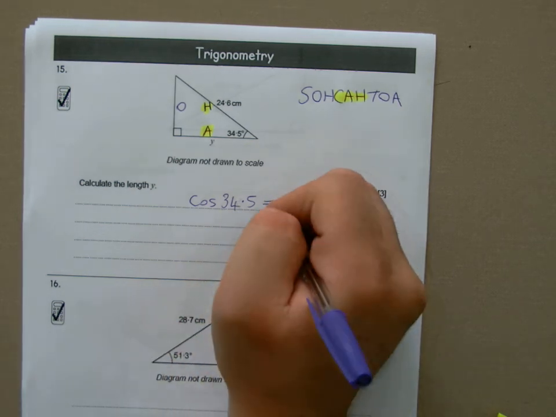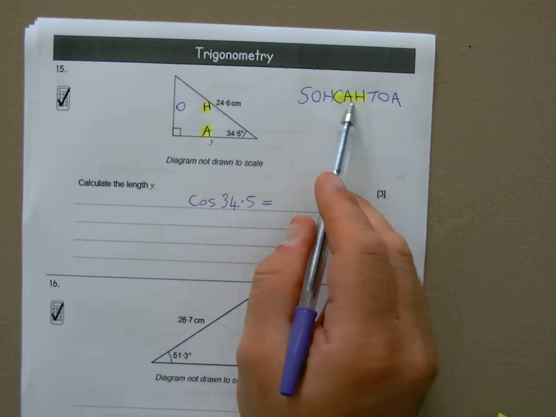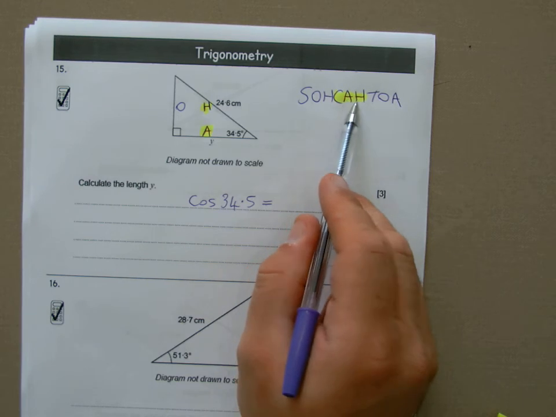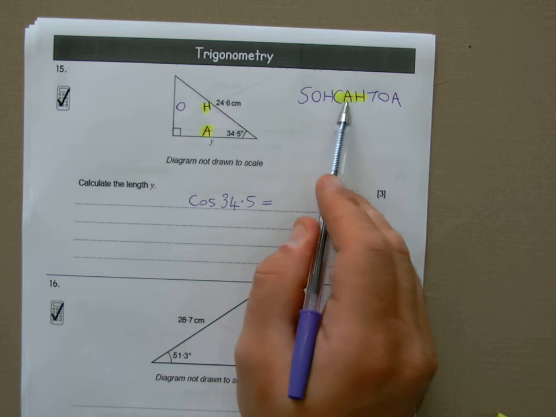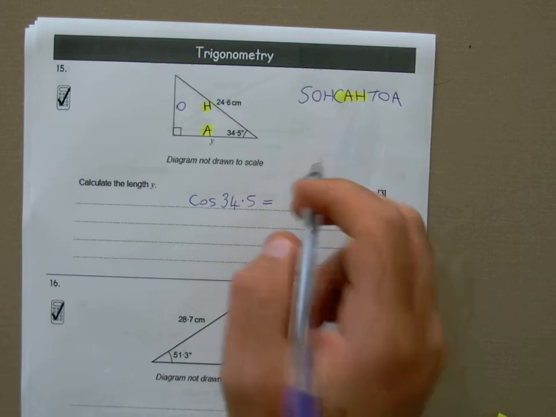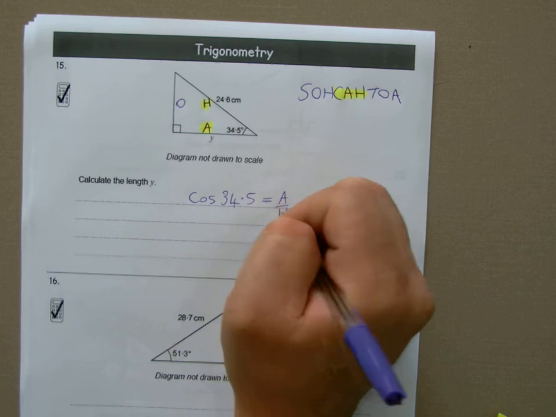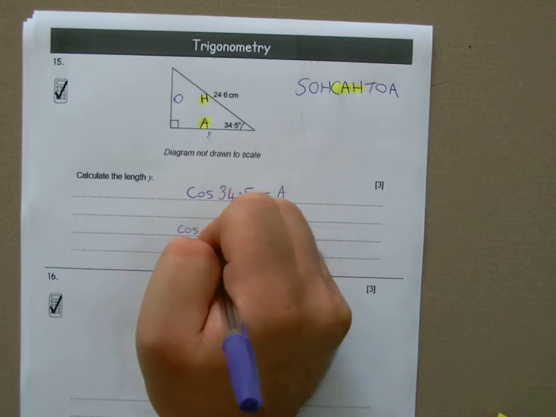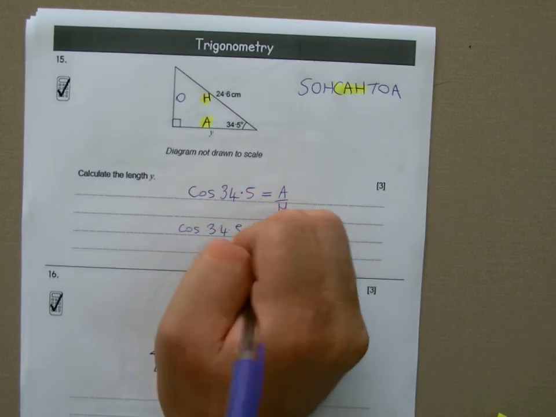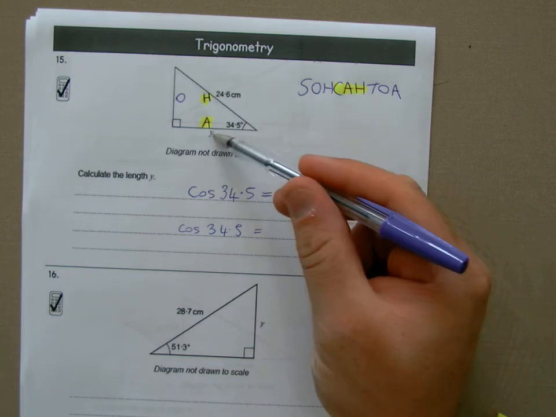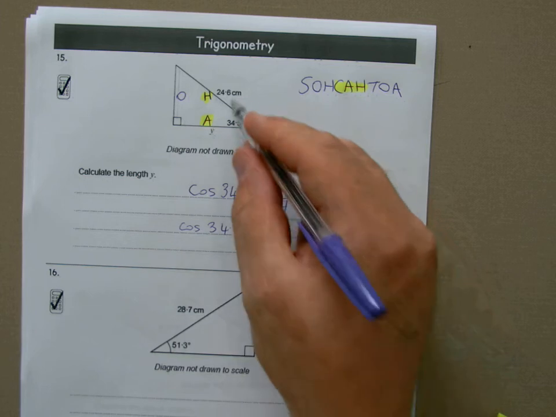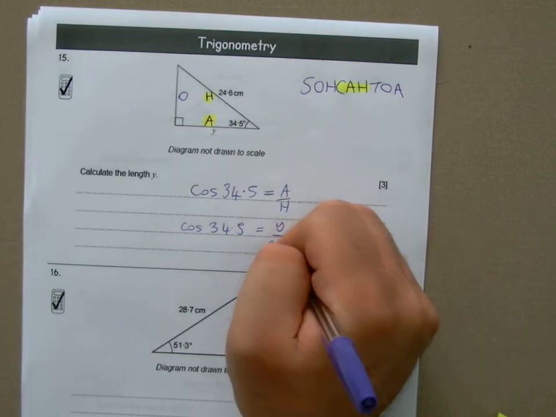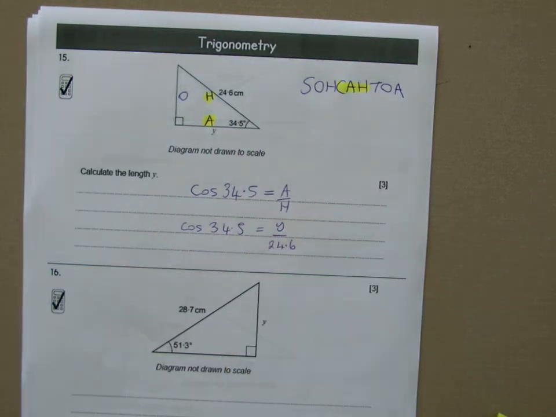And that will equal, then you just go in the order we've got here, A divided by H. So it's always divide. So cos of the angle is equal to A divided by H. We can write that down if you want. And then, of course, you can put in your values that you've got. Well, you know A is equal to Y, and of course H then is 24.6.